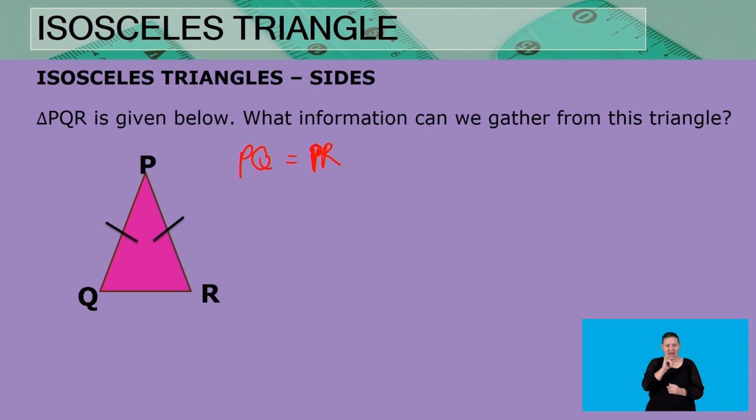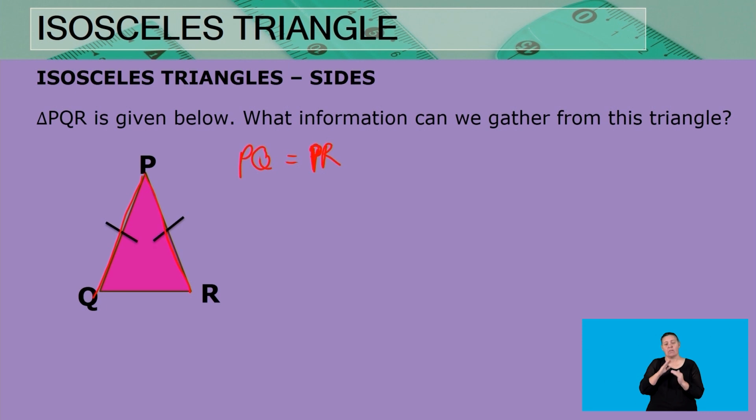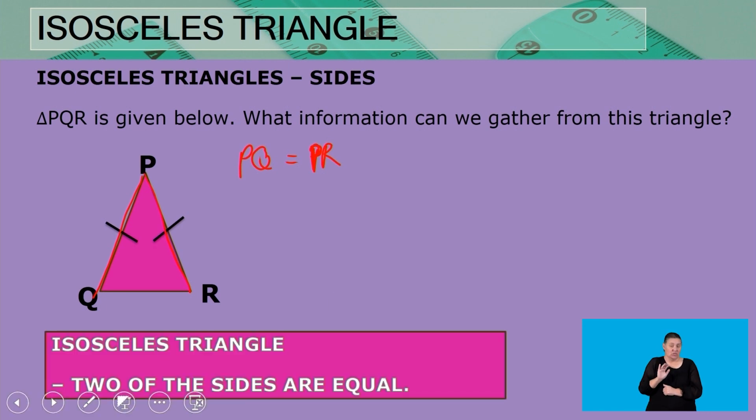And this is now an isosceles triangle. How do we know that it's an isosceles triangle? It's because two of the sides are equal. Now, remember, with an equilateral triangle, all of the sides were equal. With an isosceles triangle, it is only two sides that are equal, as we can see that it's shown here that PQ is equal to PR. So with an isosceles triangle, we know that two of the sides are equal.